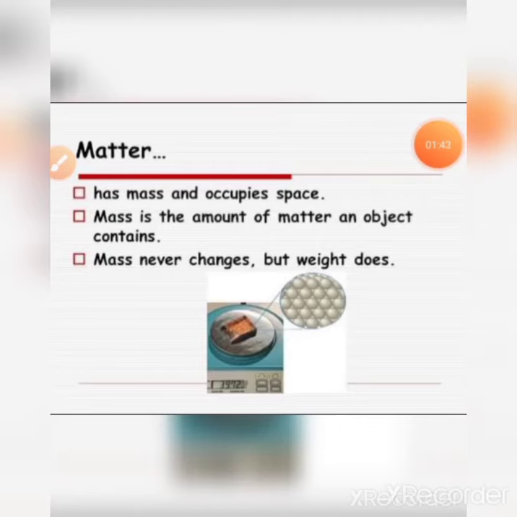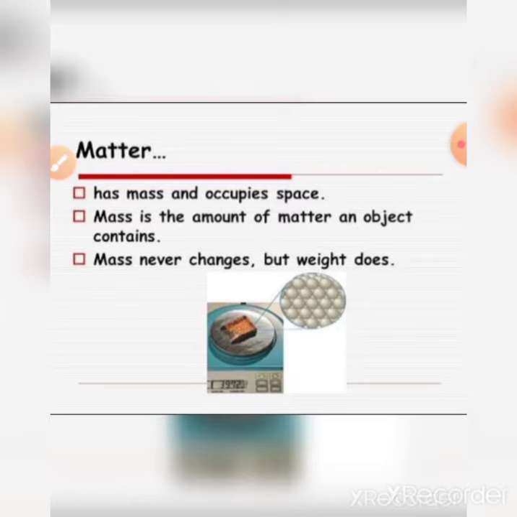What is mass? Mass is the amount of matter an object contains, which you feel when you lift it. That is mass. Mass never changes, but weight changes. This is the main point.